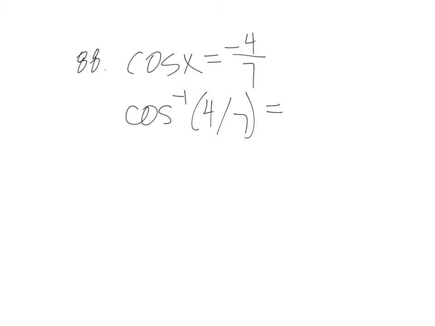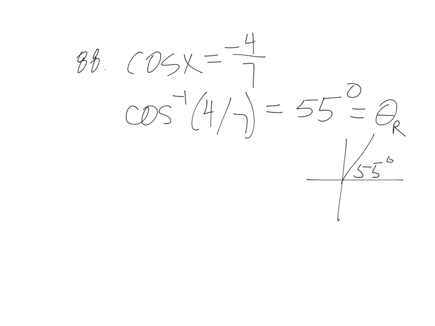So if I plug cosine inverse 4/7 into the calculator and make sure I'm in degree mode, I'm going to round to the nearest degree. It's 55.15. So I just rounded it to 55. That's our reference angle. I'm going to write it like this: theta sub r, meaning our reference angle. Meaning if this was in the first quadrant, our reference angle is 55.